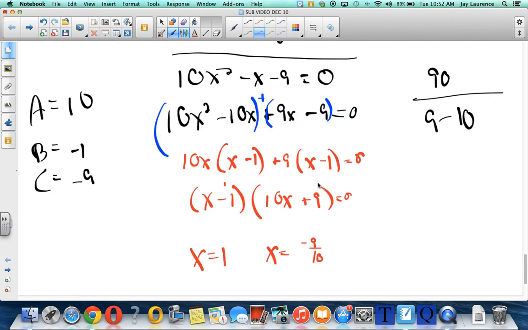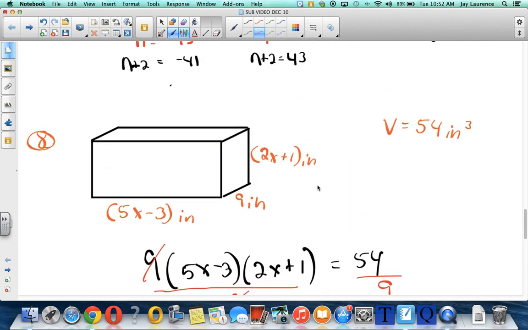Okay, so now I'm going to go back to the original problem. And I got x equal to 1. So if I put 1 in for x, I get 5 minus 3. I get 2 inches here. Of course, this stays 9 inches. And this becomes, x is 1, that would become 3 inches. And 2 times 9 times 3 is 54.